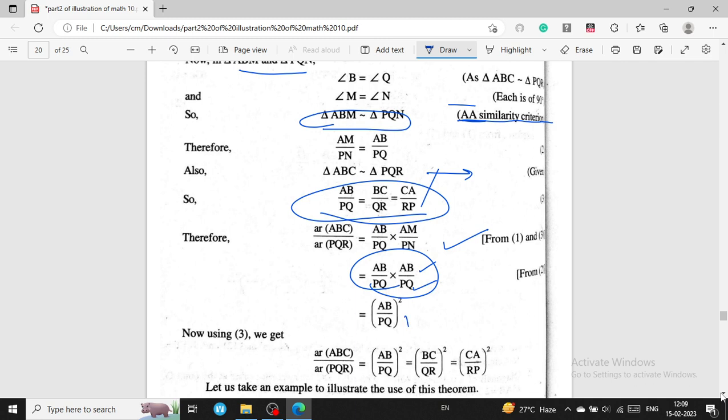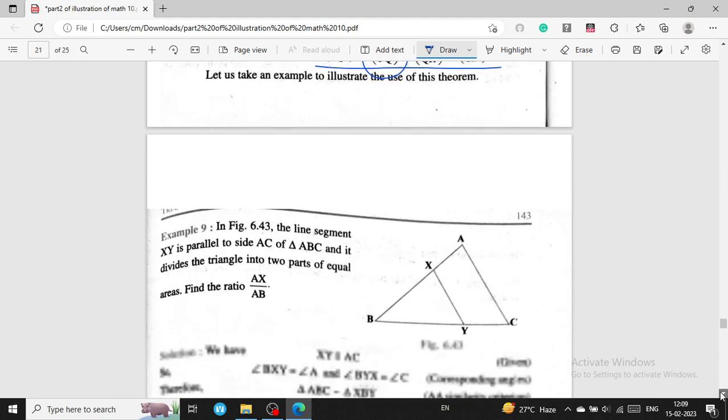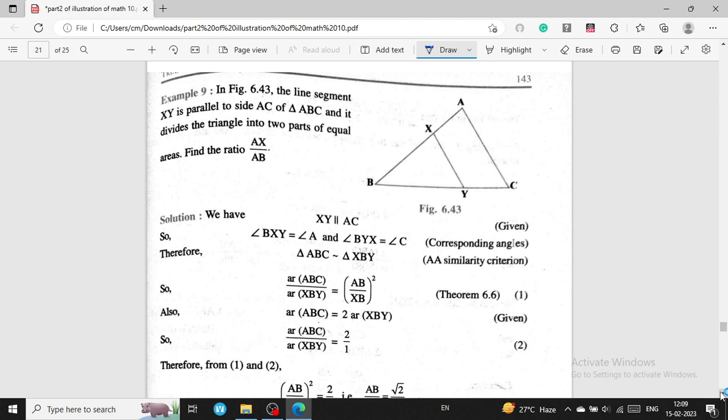So if this is proved, then you can say that all other corresponding sides will also be proved. Area of triangle ABC over area of PQR is equal to AB over PQ whole square, is equal to BC over QR whole square, is equal to CA over RP whole square. You have to prove only one, then the other sides will automatically be equal. Now this question is related to this theorem.